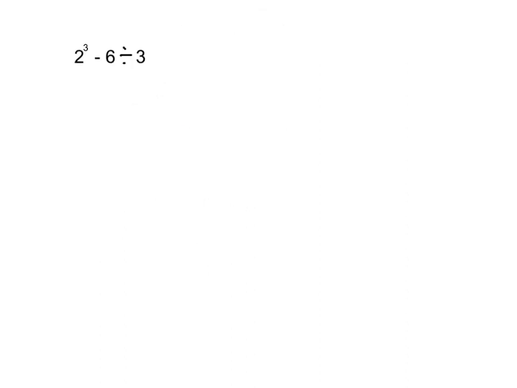Okay, let's look at another one. We have 2 to the 3rd, or 2 cubed, minus 6 divided by 3. Alright, order of operations, parentheses first. I don't have any parentheses, so I don't have to worry about those. Next on the list is exponents. So the first thing I have to do is my 2 cubed. 2 cubed is 2 times 2 times 2. So 2 times 2 is 4, 4 times 2 is 8, so my exponent's value is 8.